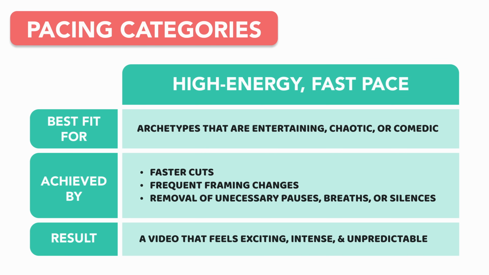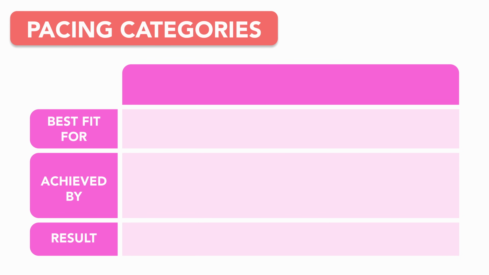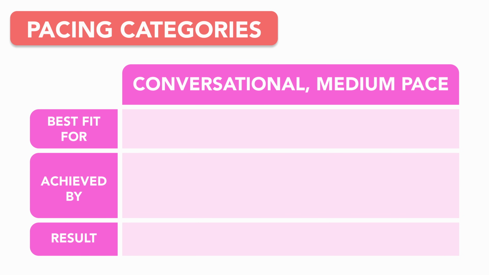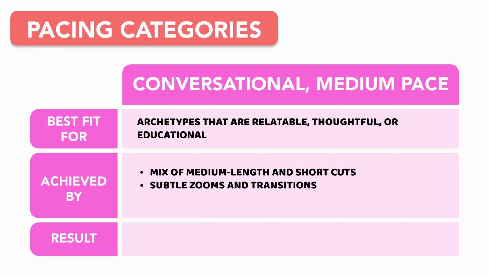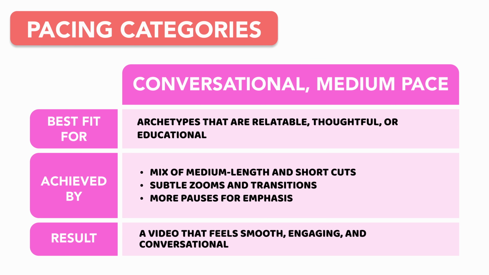The result is a video that feels exciting, intense, and unpredictable. One level down, we have the conversational medium pace, which tends to be a go-to choice for archetypes that are relatable, thoughtful, or educational. It's created through a mix of medium length shots to maintain engagement without feeling overwhelming, subtle zooms and transitions to keep things visually engaging without being chaotic, and more pauses for emphasis, giving ideas more room to breathe. The resulting video feels smooth, engaging, and naturally conversational.